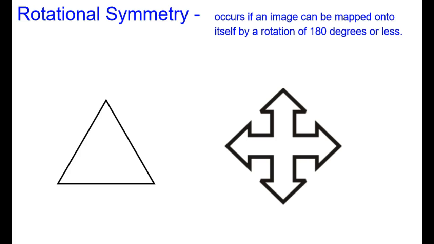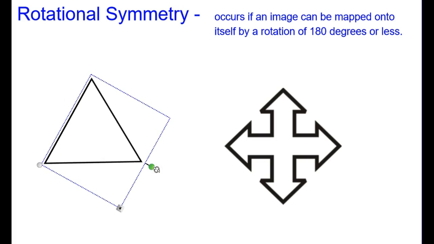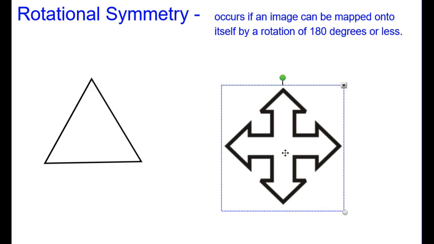The other type of symmetry we're going to discuss is rotational symmetry. This occurs if an image can be mapped onto itself by a rotation of 180 degrees or less. If we look at this equilateral triangle and rotate it 120 degrees, that was fairly close to 120 degrees, and now it looks like the original image we started with. We can't distinguish what we started with from what we have now after rotating it 120 degrees. 120 degrees is less than 180, so this has rotational symmetry.